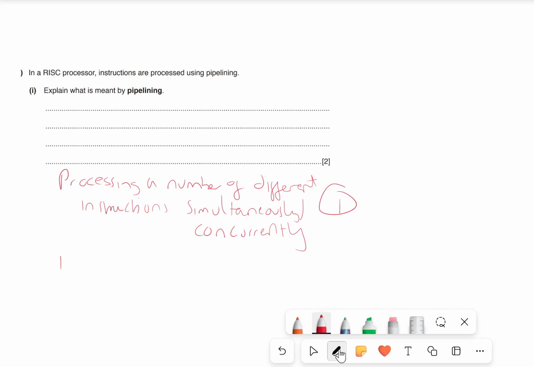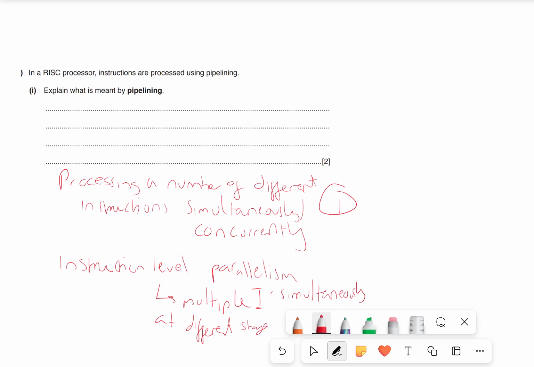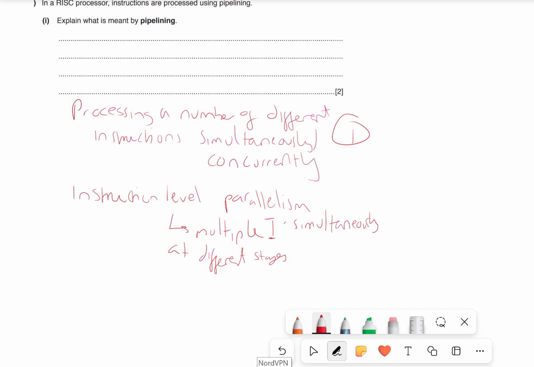You could also talk that it is instruction level parallelism, which is simply saying that it takes multiple instructions and does multiple instructions, and as we said already, simultaneously at different stages of their execution to allow parallel processing. Sorry, my spelling, remember I am dyslexic. My bad.